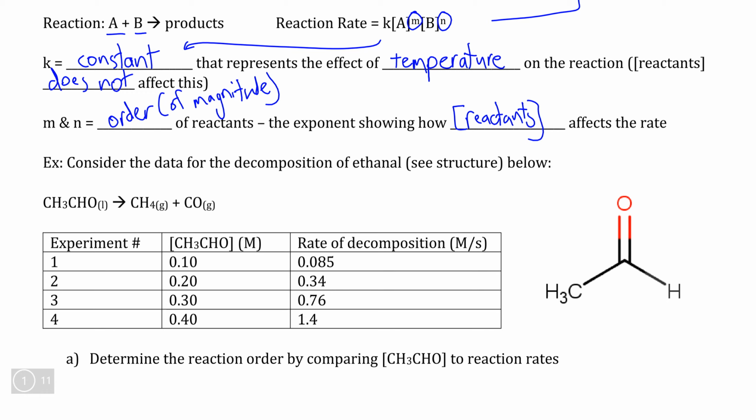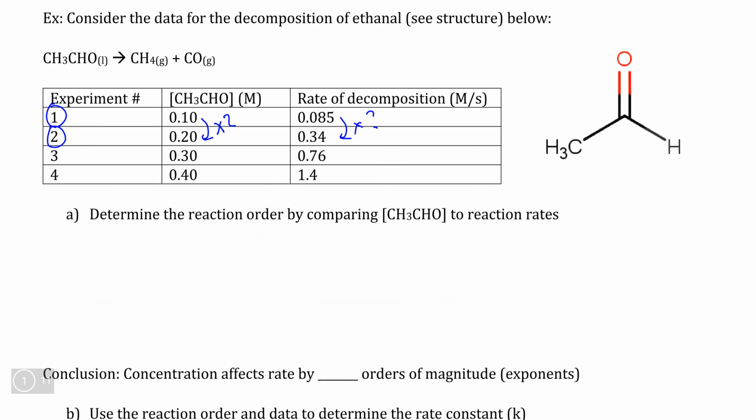So here we can see in this decomposition of ethanol, we can see that we've changed the concentration by 0.1 moles per liter in every experiment, and this causes varying levels of increase in the rate of decomposition. So what we actually want to do is compare the results of 2 different experiments. In this case, we're going to use 1 and 2, and see what doubling the concentration is going to do to the reaction rate. And we can set it up like this.